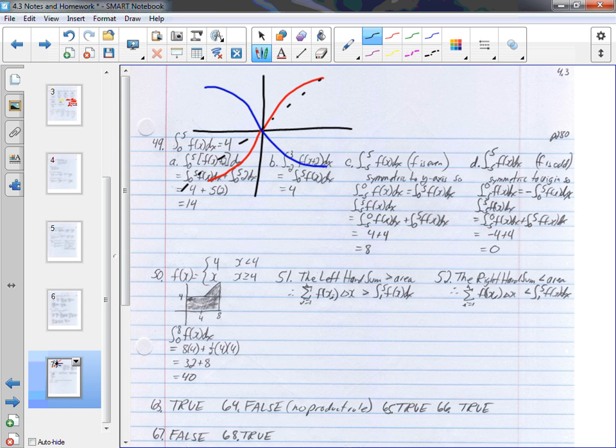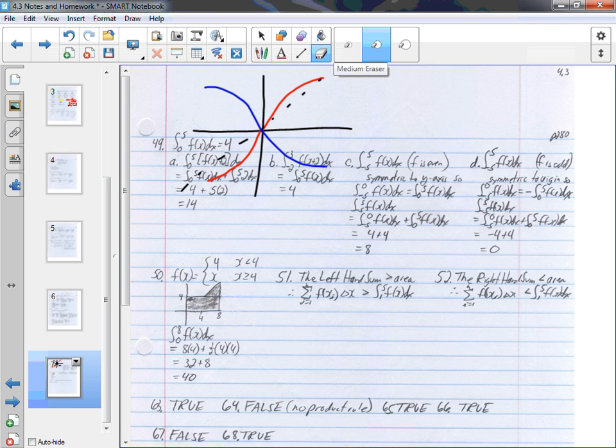You knew this at one point in your life. You really did. In fact, a function can't be symmetric with respect to the x-axis because it's not a function.